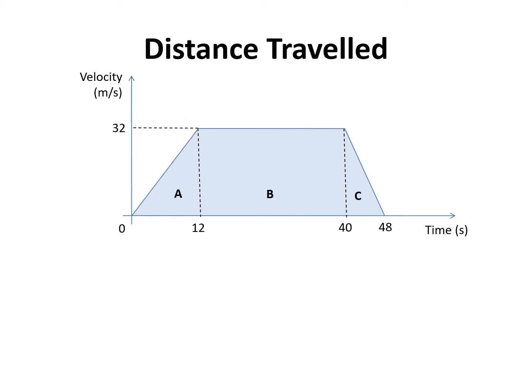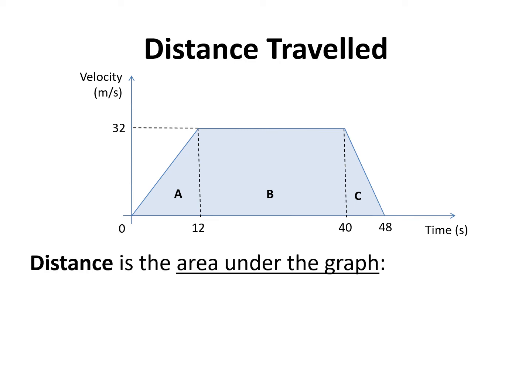Okay, here's the same graph again, but this time we're going to calculate the distance travelled by the motorcycle. Now, on a velocity time graph, the slope or the gradient of the graph gives you the acceleration, but the area under the graph gives you the distance travelled. So to work out the area under this graph, it's a trapezium, and we've got to calculate the area of A, a triangle, area of B, a rectangle, and area C, which is another triangle.